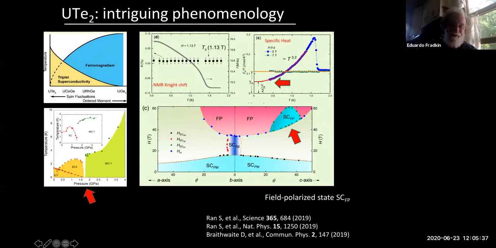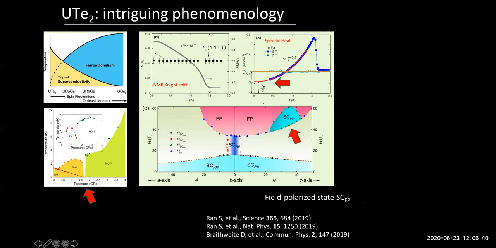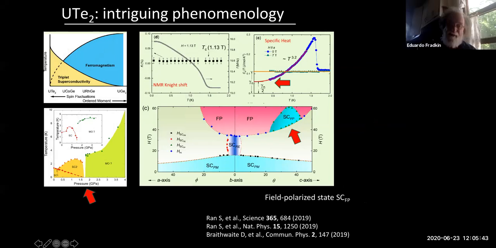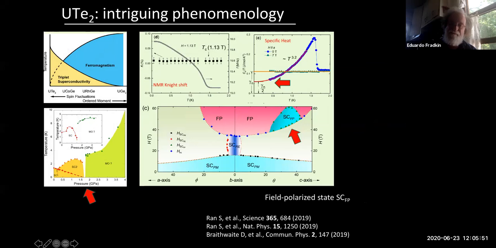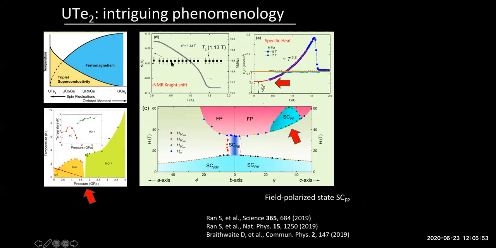It turns out that it's not really constant, so people have to do a more delicate NMR experiment. They did actually do that. What they find is that there's a slight change in the Knight shift, but that change is less than 10% of the Knight shift value. So it's nothing like you would expect for an S-wave or a D-wave superconductor. So they still believe that this might be a P-wave.